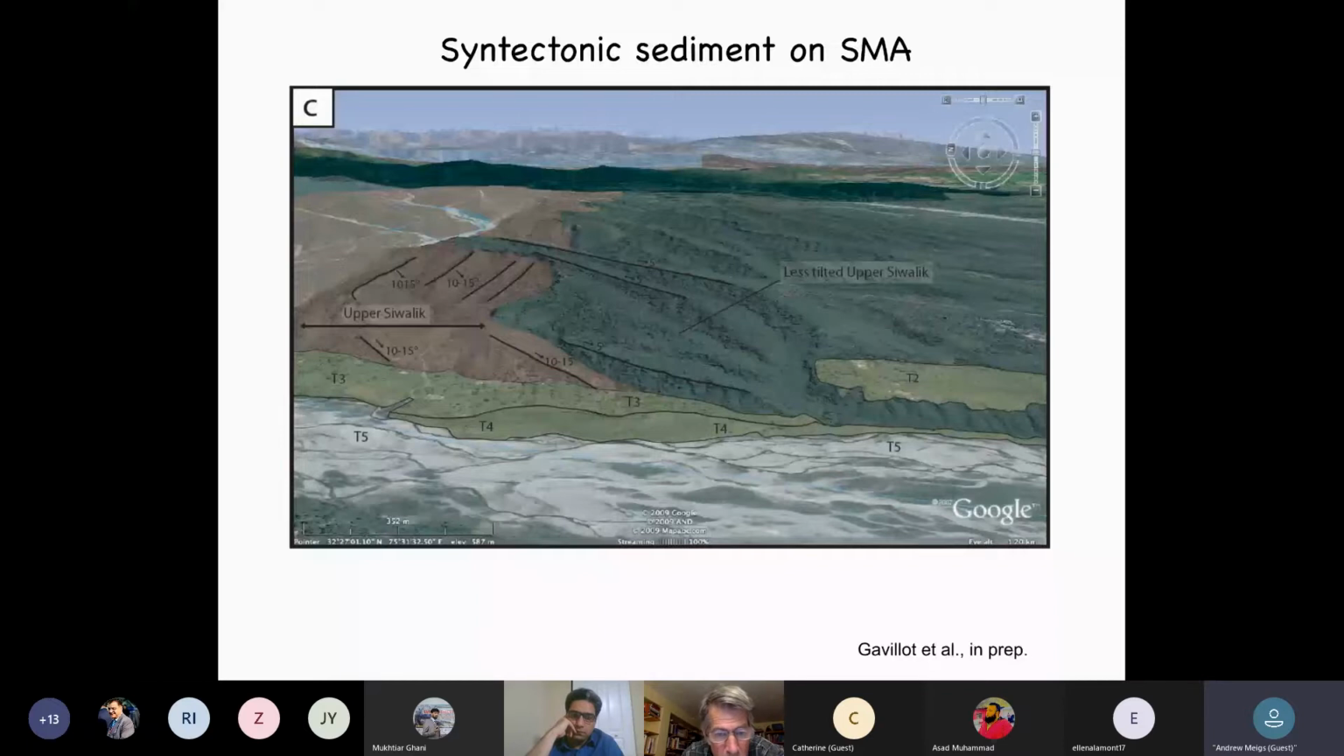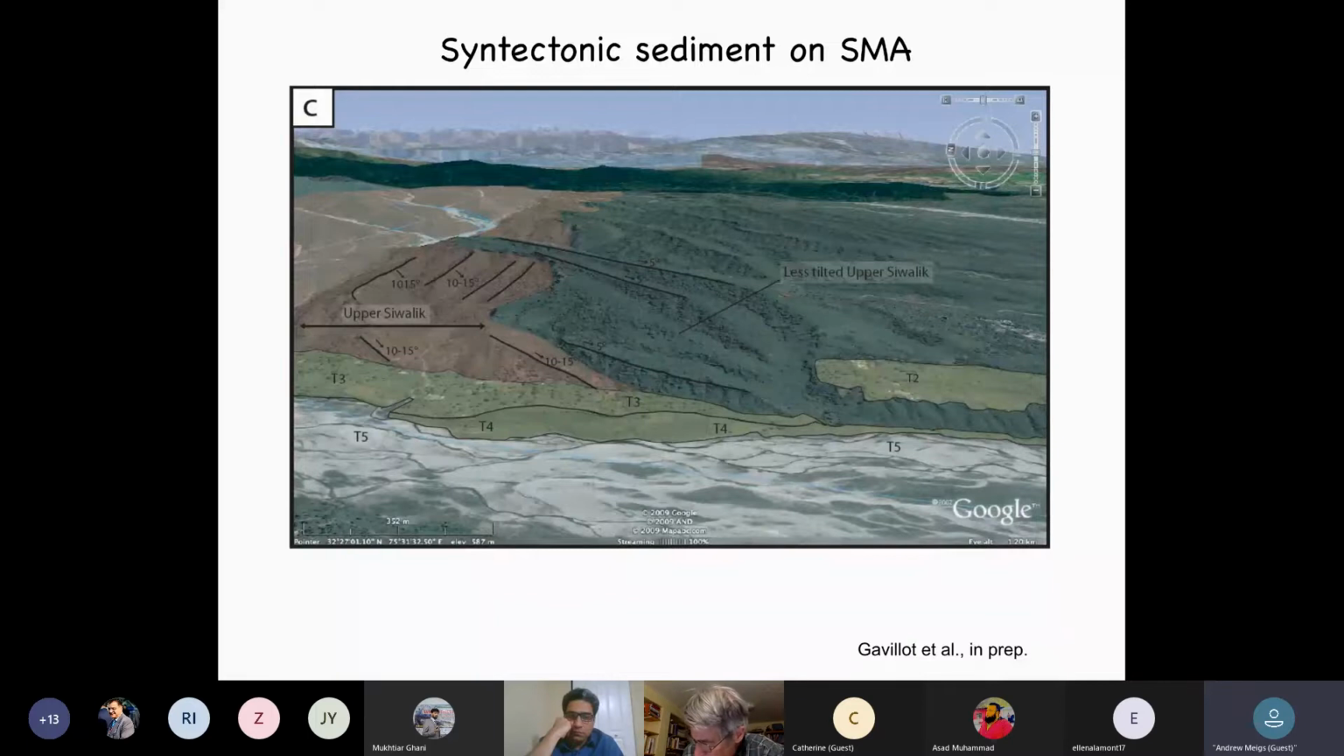Google Earth, which shows more steeply dipping upper Shawalik that are unconformably overlain by less tilted fans or uppermost Shawalik. And you can see that bedding, for example, is unconformably overlain by less tilted rocks over here. So there's growth of this structure during the deposition of upper Shawalik and younger beds.